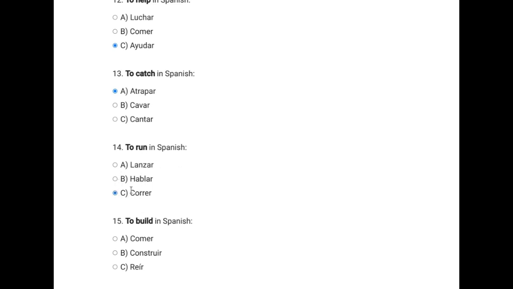And the last one, it says to build in Spanish. We have the options comer, construir, and reír. What is to build in Spanish? The correct answer would be letter B, construir. To build is construir.